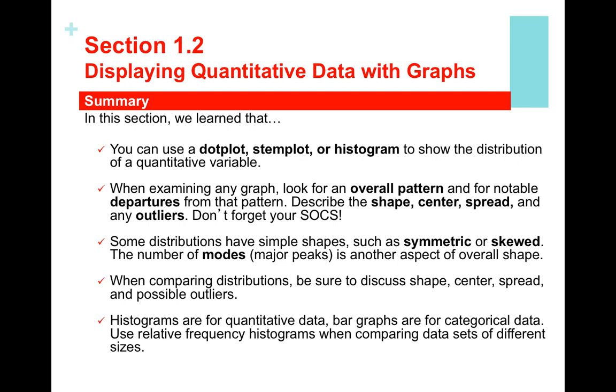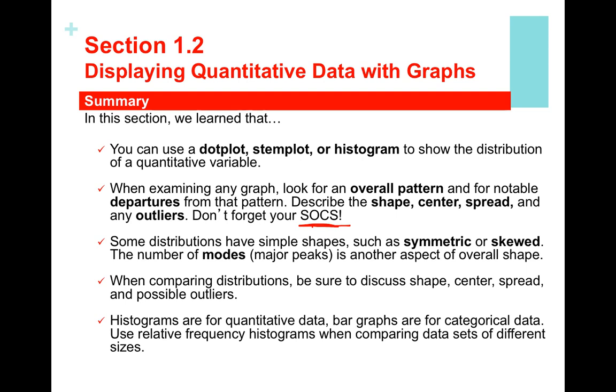Okay, so we can use dot plots, stem plots, and histograms to describe quantitative variables and display those distributions. Anytime you're describing a distribution of a quantitative variable, that's where you want to talk about your SOCs. And again, for right now, our center and our spread are just going to be roughly described by the median and the range. But when we get into the next section, we're going to specifically talk about things like mean and median, standard deviation, something called interquartile range, to be a little bit more specific. And we'll also learn a rule for checking for outliers.